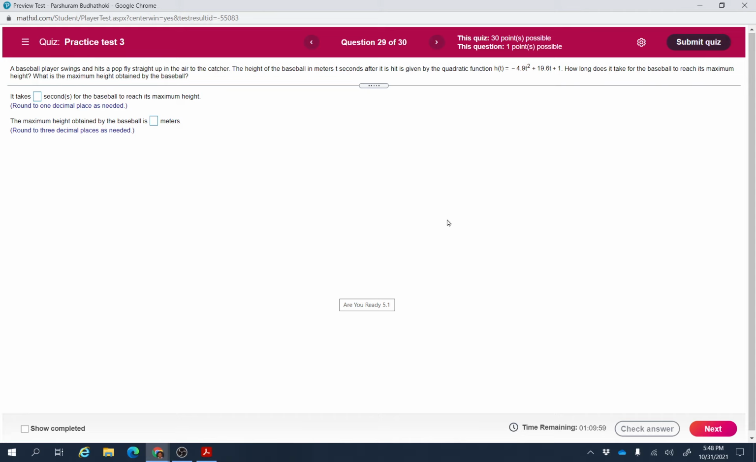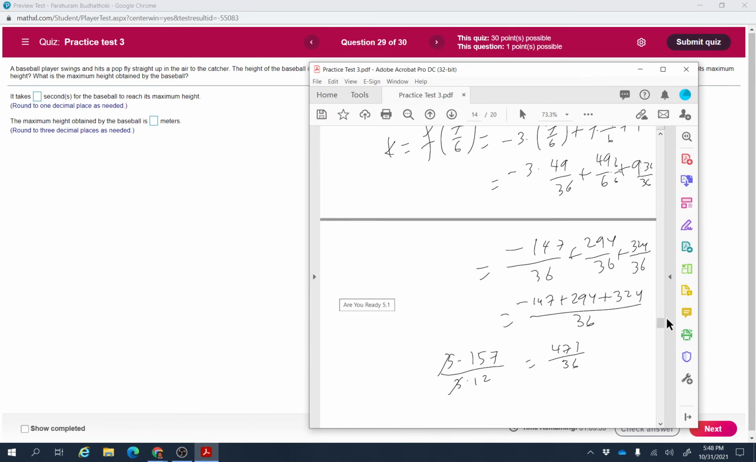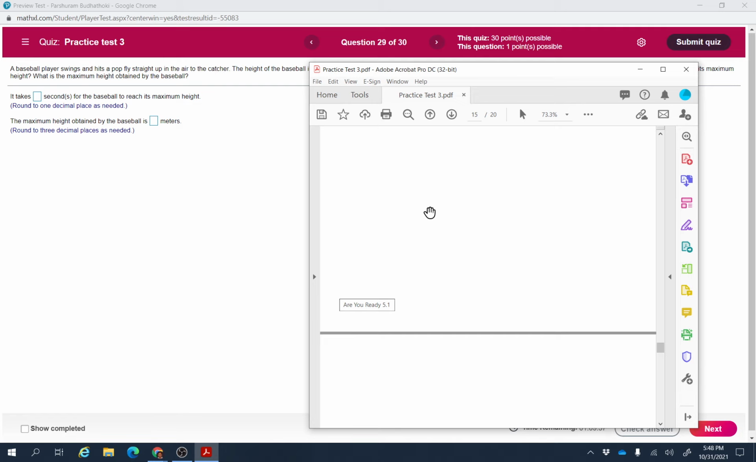So remember, whenever you are trying to solve a problem related to a quadratic function, you will be able to find its maximum or minimum value by finding its vertex. So this is the quadratic function. You can find the vertex, and that will give you the maximum height, and that will give you the time when you reach the maximum height. So in our case here, what is this?